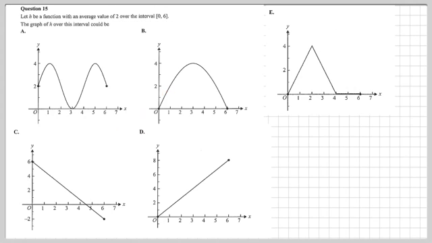Okay, question 15. So let h be a function with an average value of 2 over the interval from 0 to 6. The graph of h over this interval could be... Well, let's have a quick squiz here, guys. What I do with these things, I imagine this was a cross-section of mountains and valleys, and if we were to shave off the top of the mountains so they fitted exactly in the valleys so that we would have nice level ground all the way through the mountain range, that's what the average value is.